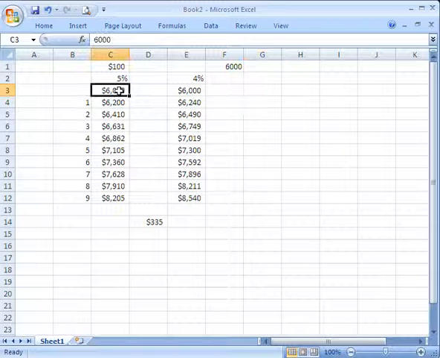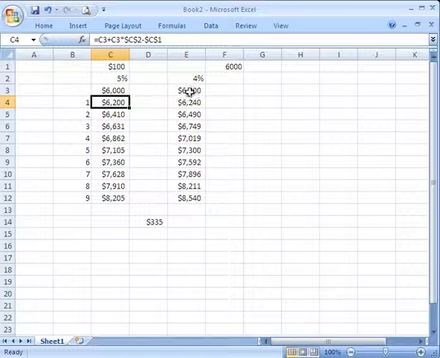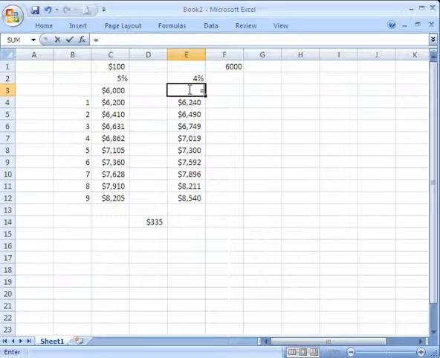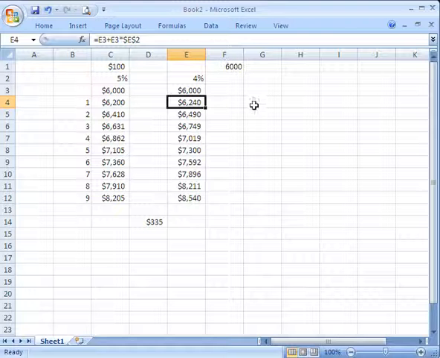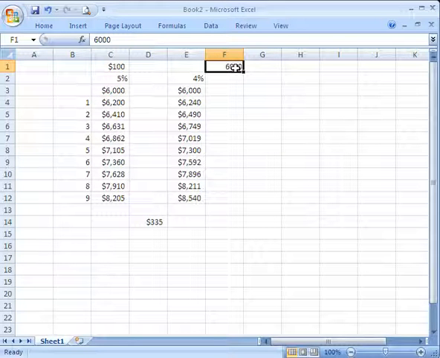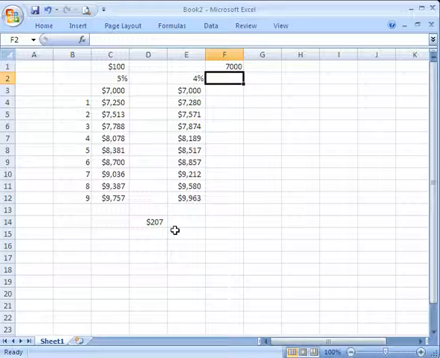Our starting amount here will be equal to this amount here, and our starting amount here will also be equal to this amount here. Now we can change both by changing just one spot. If we change this to 7,000, both of these change to 7,000, and we get down to just 207.